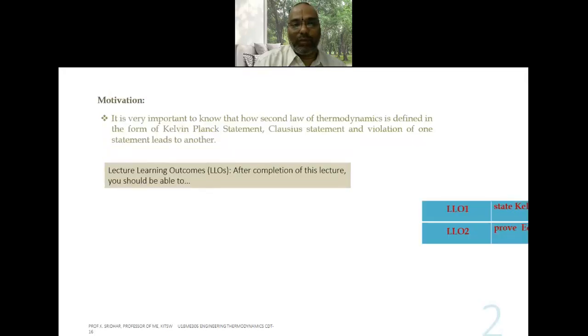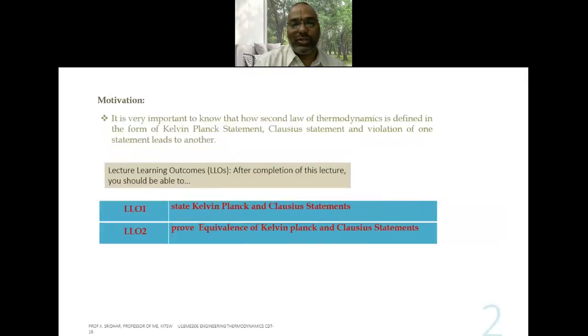The outcome of this lecture is, after completion, you should be able to state the Kelvin-Planck statement as well as the Clausius statement. And the second outcome is that you have to prove the equivalence of the Kelvin-Planck and Clausius statements.